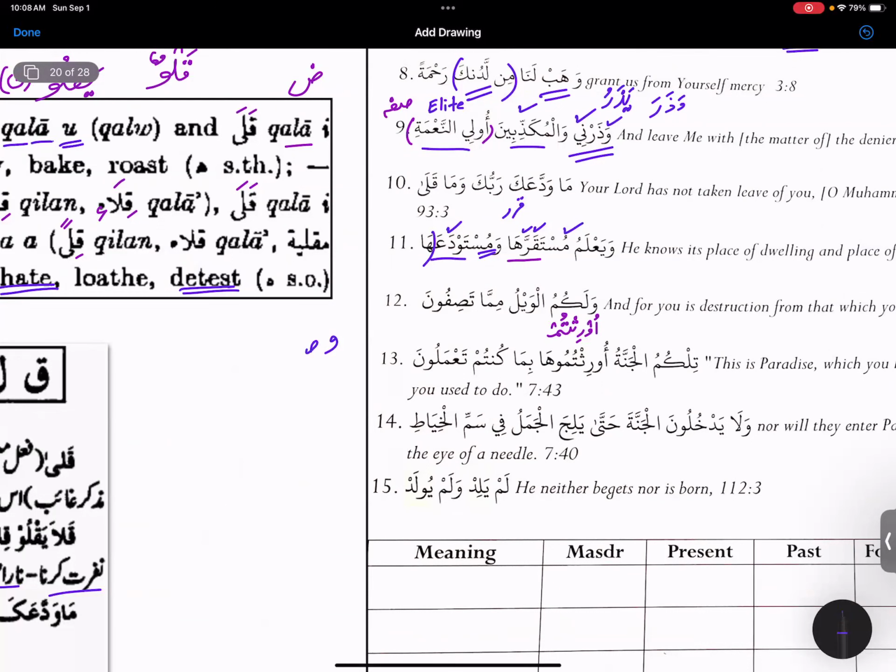Wasafa, yasifu, and then wasfan. And do we know any other masdar? Harf illa, sifatan. We say sifa mausuf. Okay, sifa comes from here.